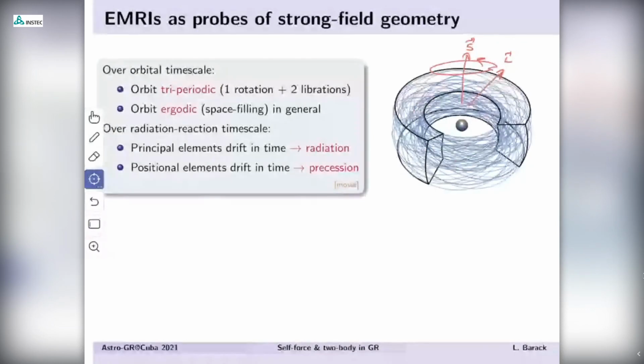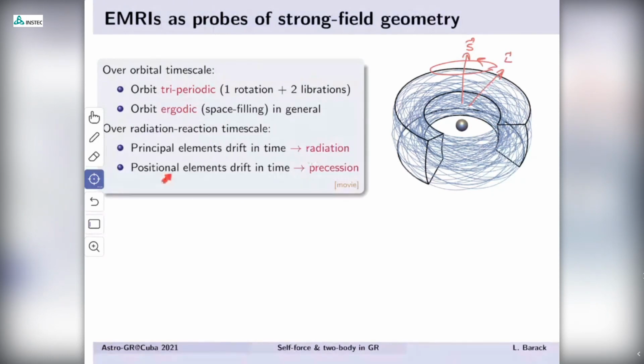You combine the two things, and you get this complicated thing that fills in the interior of a torus. And so the orbit is ergodic. Ergodic means that every point in the space inside the torus will get visited at some point, if you don't have the inspiral and radiation. So it's this kind of space-filling motion. Now, if you look over the radiation reaction time scale, which is much longer than the segment of the geodesic that I've drawn here, then the principal elements also drift in time, namely the radius changes in time and the eccentricity changes in time due to radiation.